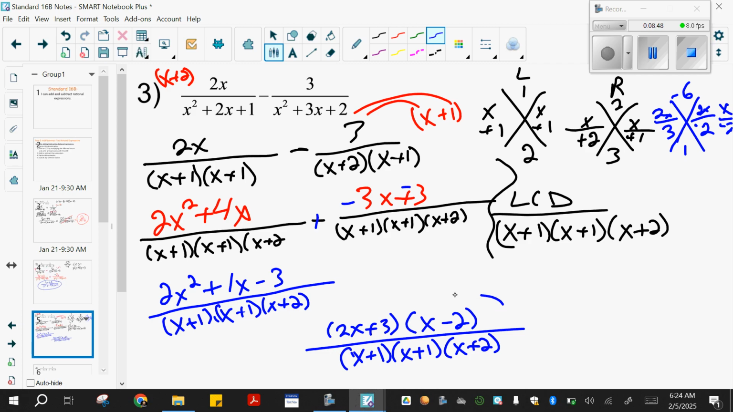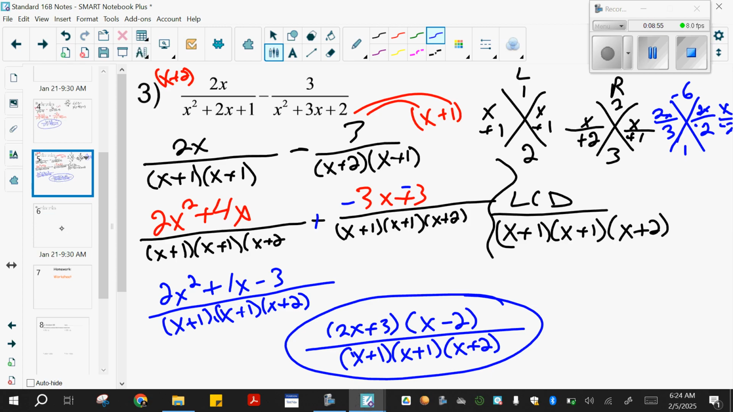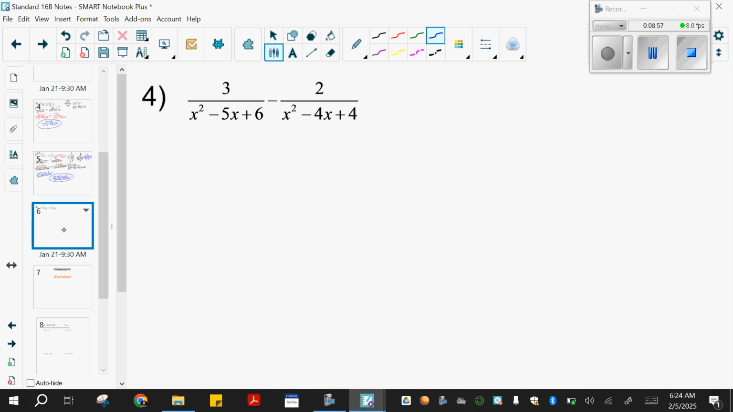Yep, I think that's it. There's nothing I can reduce. I'm just double checking here, make sure I didn't get anything. Keep going. I think we only have one more to go. Last one, we're going to do the same thing. We're going to start with 3 minus 2.